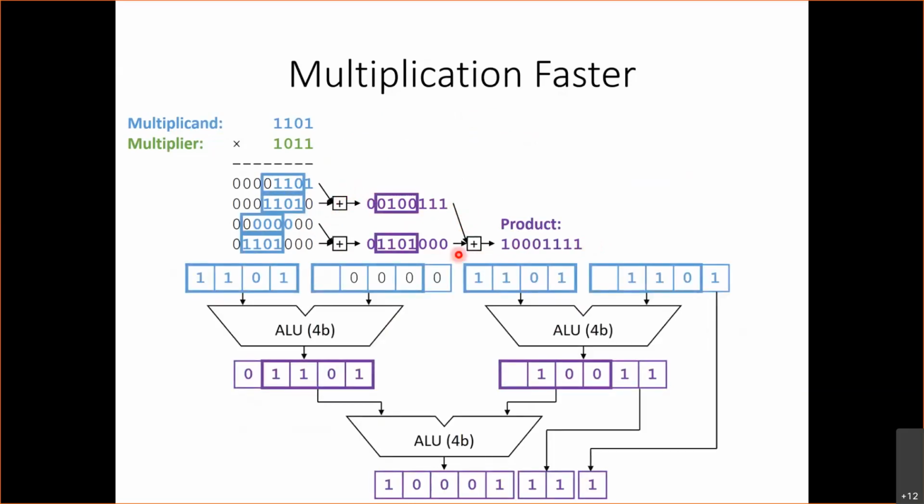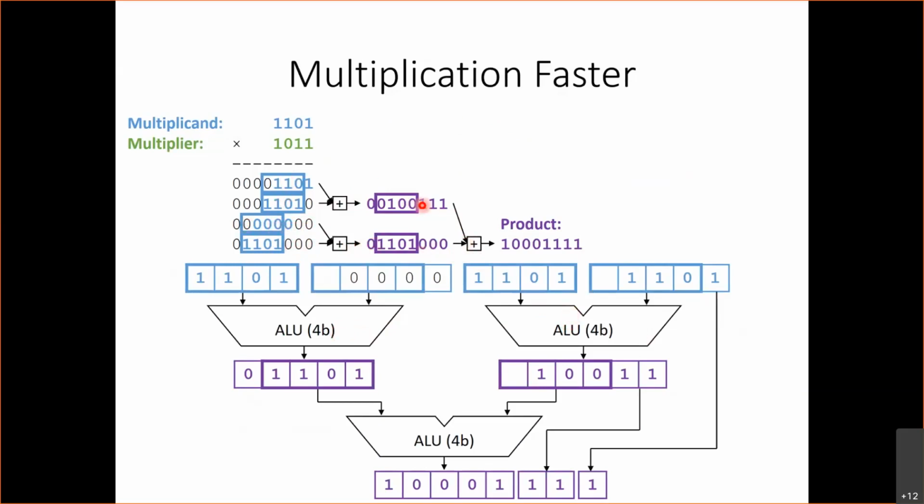Here we only care about these 4 bits when doing this addition, so we only need a 4-bit adder. The only bits we care about adding are these bits over here; the others are just adding zeros to zeros. So we need a 4-bit adder to add these, and then we get the partial products.